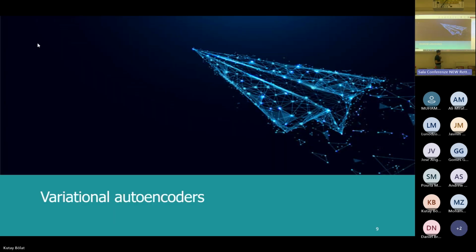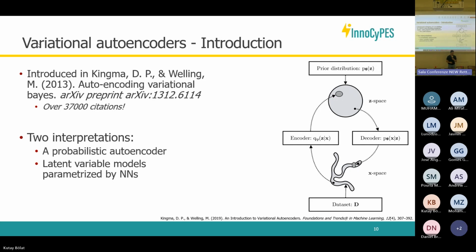So, what are variational autoencoders? Some background. First of all, they are great. They were introduced in 2013. In 2013, there were 2 papers doing similar things. And whenever you see a proper computer science paper using variational autoencoders, they generally cite 2 papers, but this is the paper that coined the term. This paper was never published anywhere. It's just an arXiv preprint, sorry. And it has more than 35,000 citations.